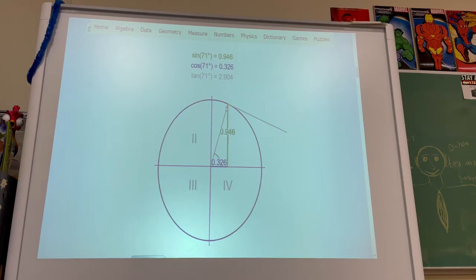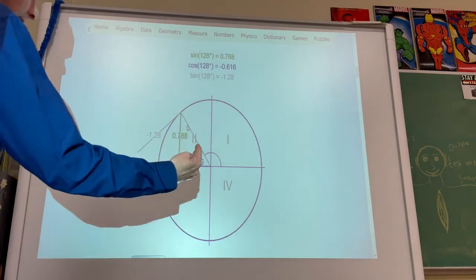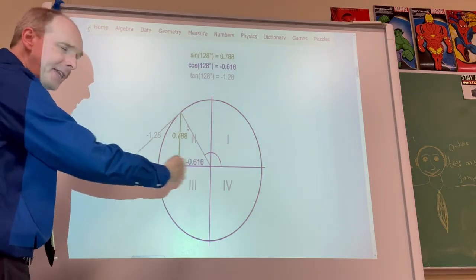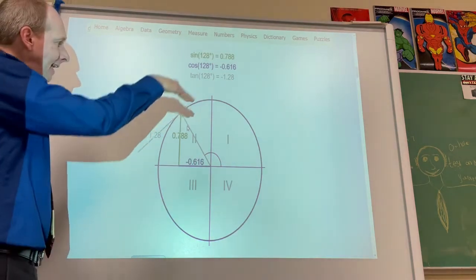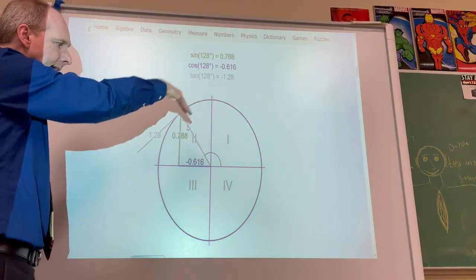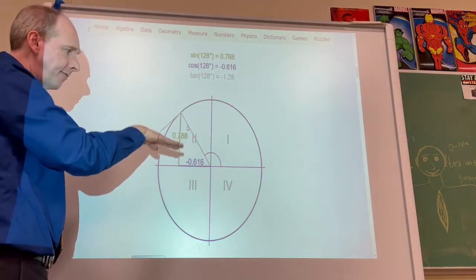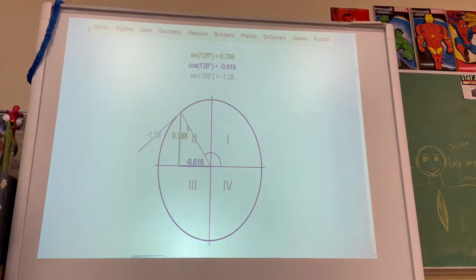Let's move to quadrant 2. So we have angles that are between 90 and 180 degrees. Looks like sine is positive, but cosine is now negative. How come? Well, again, this is your x, that's your cosine, and x is negative over here. So any angle on this side is going to have a negative answer for cosine, but it's still going to have a positive answer for sine because our height is positive, our y value is positive.